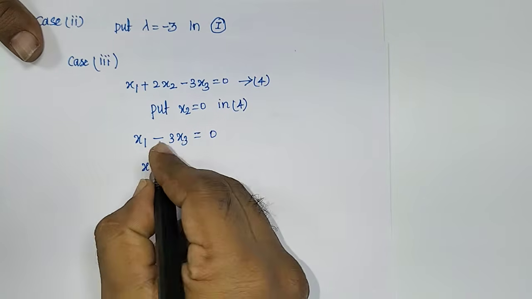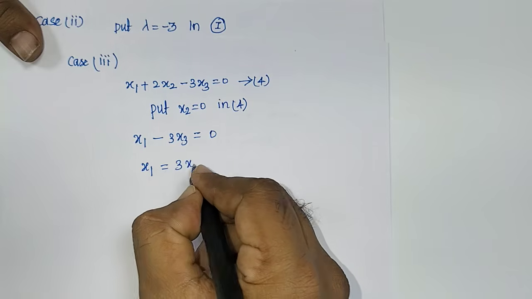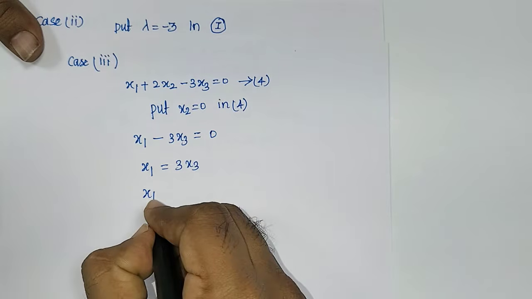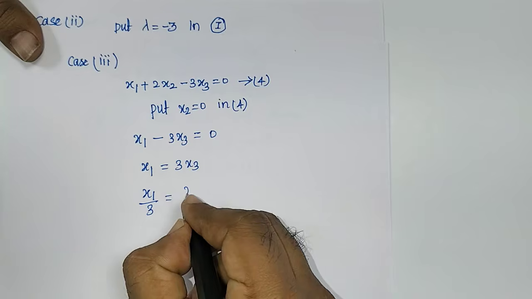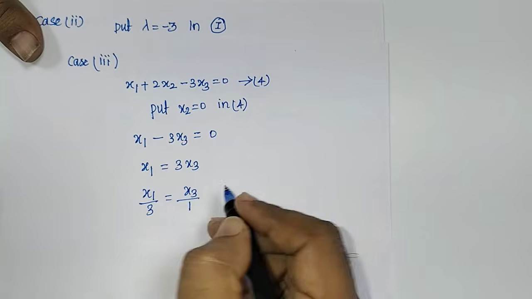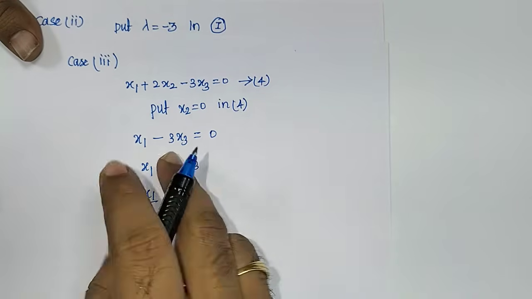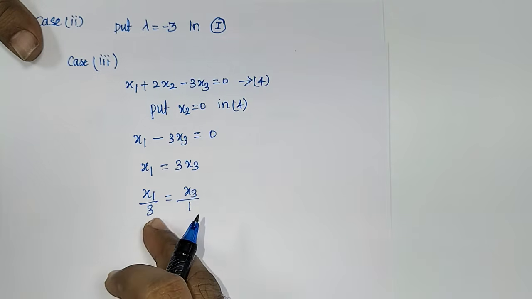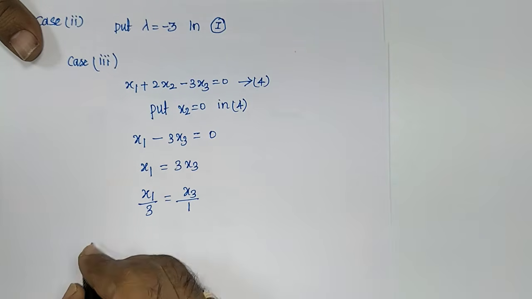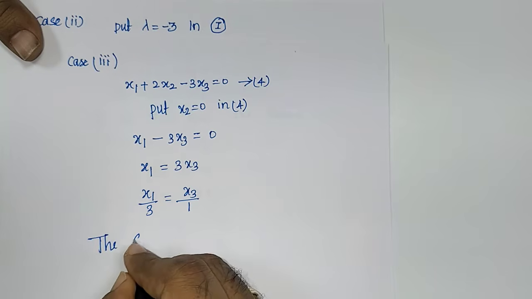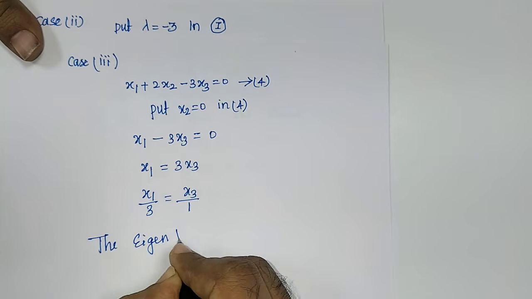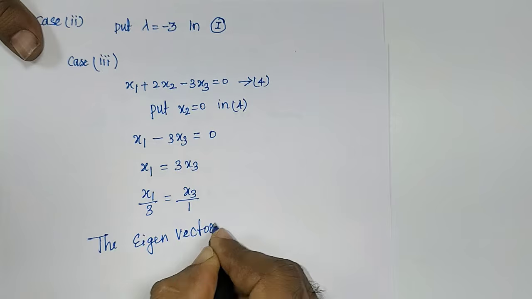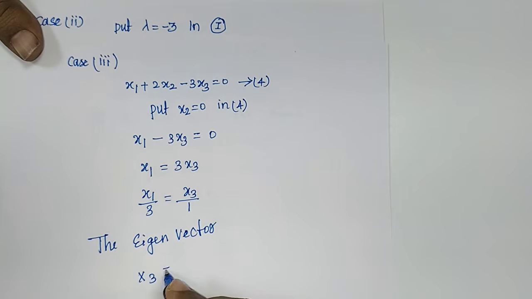And I am writing x1, shift to right hand side, you will get 3x3, and cross multiply the term: x1 divided by 3 and x3 divided by 1. So when I am substituting x2 equal to 0, I will get x1 equal to 3 and x3 equal to 1. I am writing the third eigenvector: x3 is equal to x1 3, x2 0, x3 is 1.